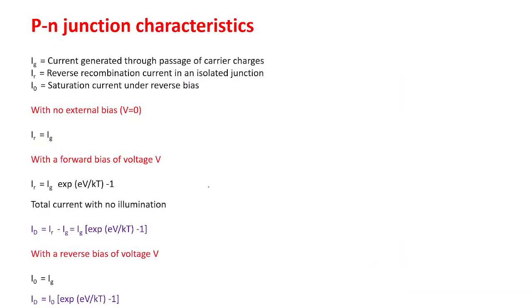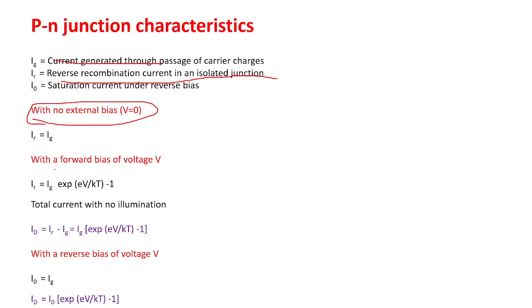So in this way, if you see the p-n junction characteristics when there is no external bias, like we are not applying any voltage, we are not having any battery set there, then the reverse recombination current in an isolated junction will be equal to the current generated through passage of carrier charges. So there is no movement. There is a balancing of the current generation and the recombination.